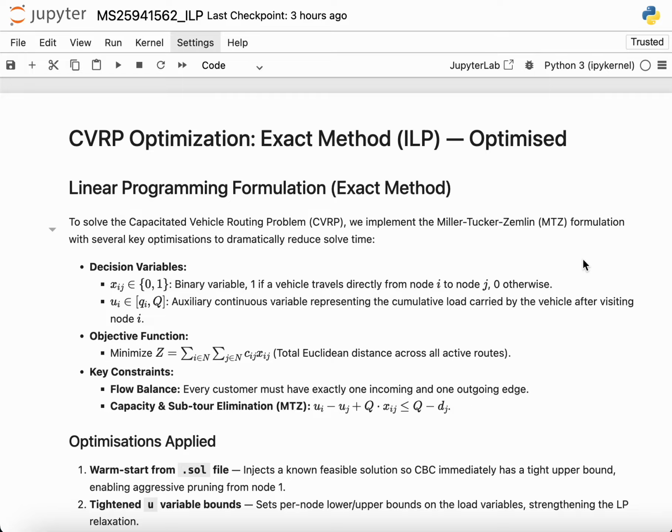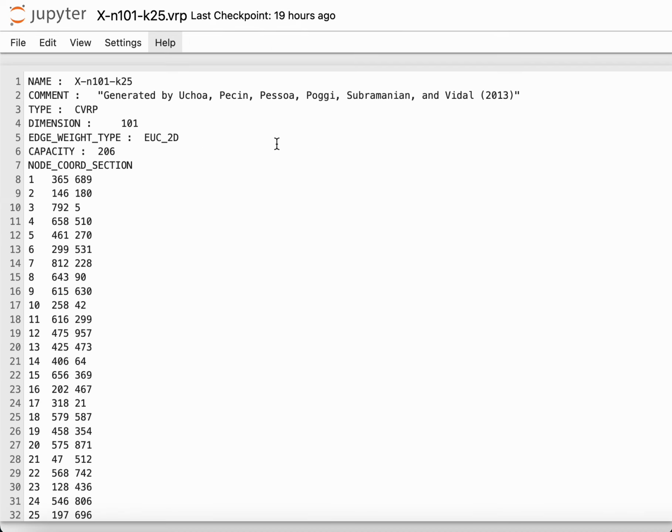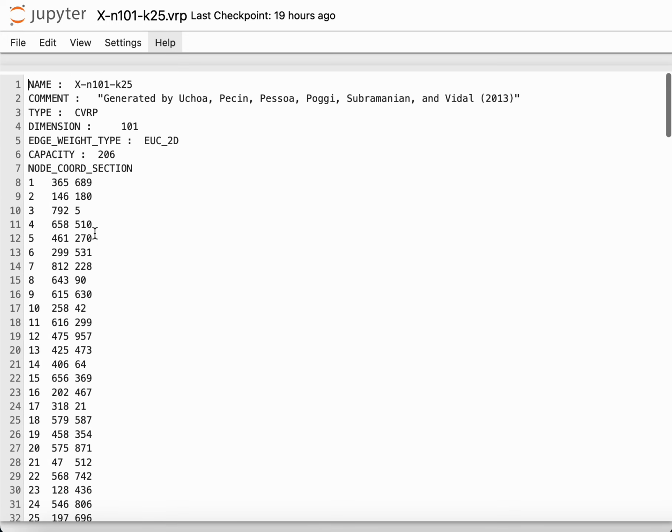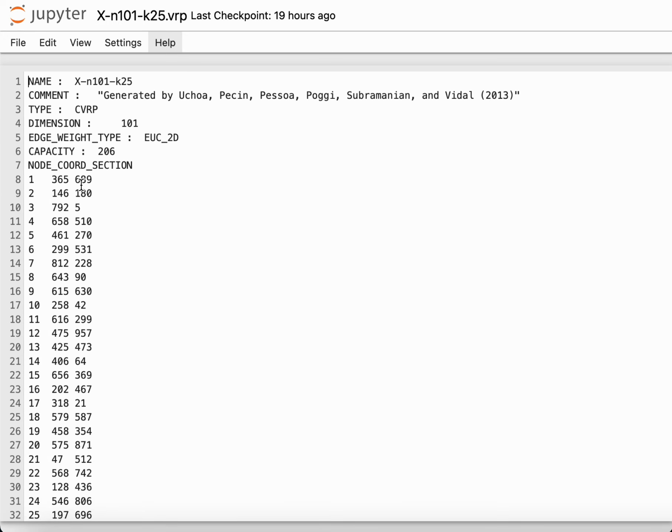Okay, now let's go through the data set I have used. Let's look at the data source. The data source is the X-n101-k25 benchmark dataset. In the raw file, we have coordinates for 100 customers and one central depot. So this first node is the depot.